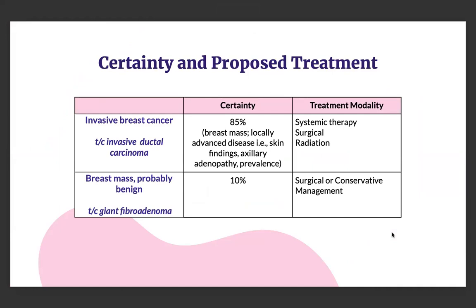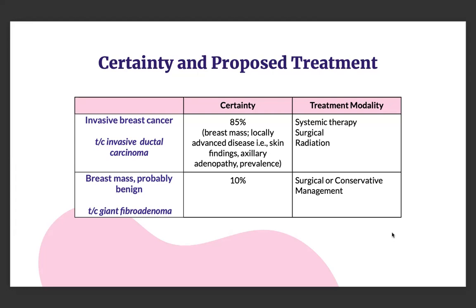Hi, I can discuss this table. Like what was mentioned a while ago, our primary diagnosis is invasive breast cancer, to consider invasive ductal carcinoma. The secondary diagnosis would be breast mass, probably benign, to consider giant fibroadenoma. This is the table for the certainty and the treatment modality.